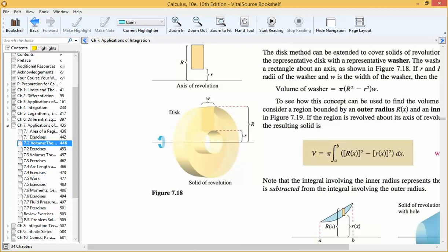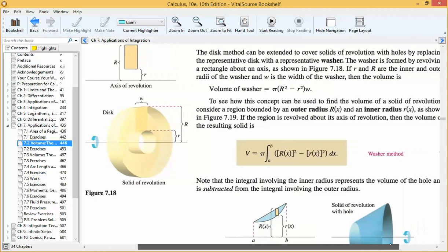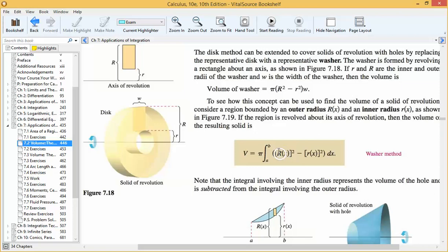And so instead of just capital R of x squared, the radius squared, the capital R of x is now going to be considered the radius of the disk that would be made. Okay? And then you have an inner radius from here where you're revolving to there, and you have to subtract that out.